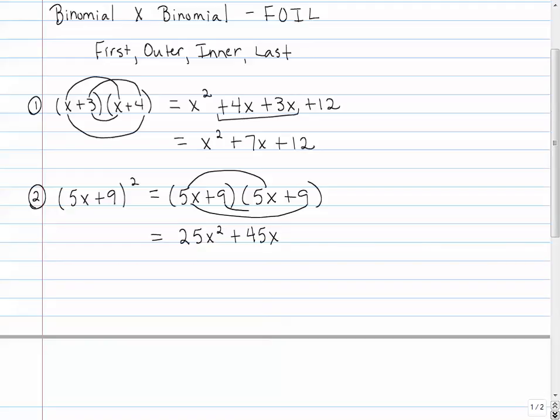And then you multiply the inner ones together. 9 times 5x is 45x. And then last times last, 9 times 9 is 81. So this is 25x squared plus 90x plus 81 when you combine your two like terms.